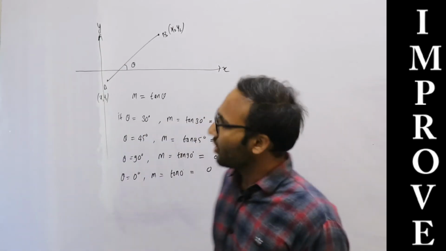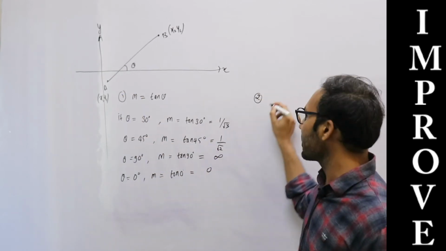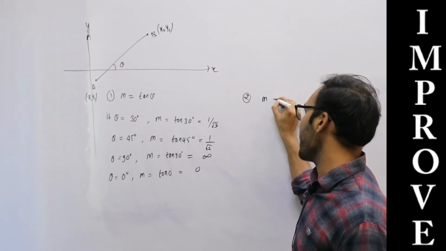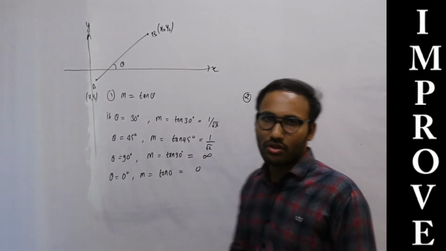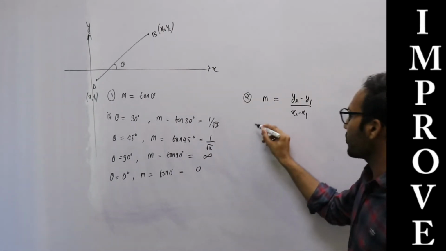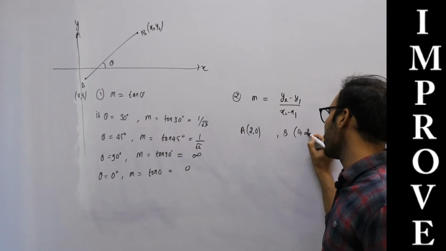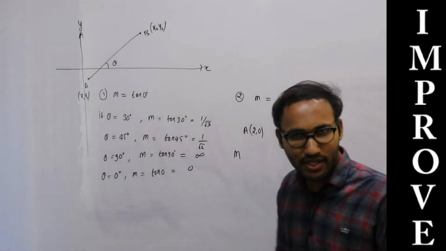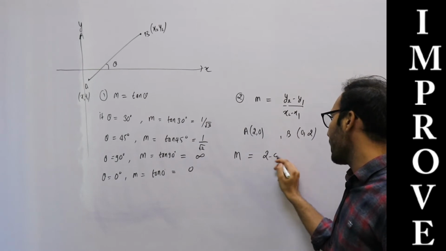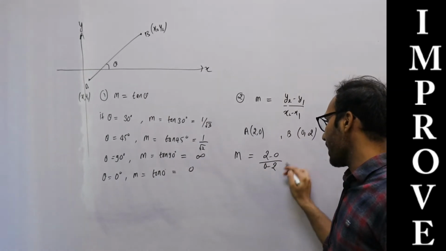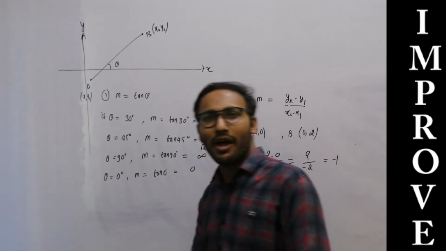Now, first of all, this is the first method of slope. Now the second methodology to find the slope is nothing but the formula m is equal to y2 minus y1 upon x2 minus x1. Okay, so let's do some example. Suppose you have point A (2, 0) and point B (0, 2). So what will be the slope? Calculate करो जल्दी से, fast. It's nothing but y2 minus y1, so 2 minus 0 upon 0 minus 2. क्या आंसर है? 2 upon minus 2, which is minus 1. The slope will be minus 1.